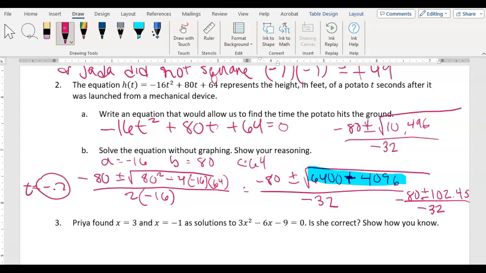So in our situation, we know that when we're talking about something being launched, negative time is not helpful for us. So we're probably not going to want to consider that answer. That means our other answer should be positive. Let's see. If we get negative 80 minus 102.45 divided by negative 32, we get t equals 5.7, and that makes sense because at 5.7 seconds, our potato has hit the ground. And if you'd like to, you can double check that answer by graphing.